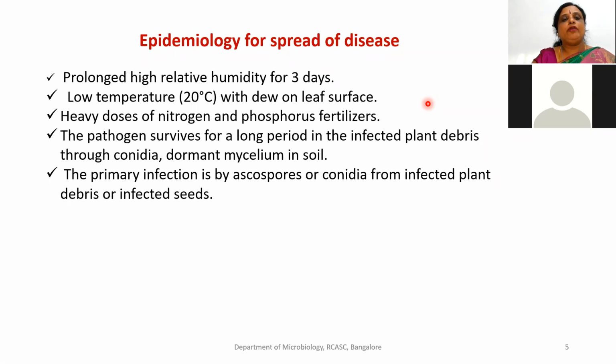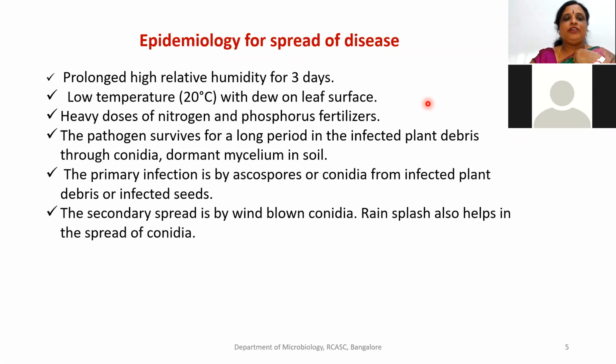Once again, I will repeat: the environmental condition required for the spread of the disease is humidity. The humidity factor plays a major role in the spread of the disease. Temperature around 20 degrees Celsius with dew on the leaf surface also causes the infection. Also, if you are using heavy doses of nitrogen and phosphorus, it may lead to the spread of the disease. And if the plant debris is retained in the soil, and proper sanitary measures have not been followed, in such a case the infection can happen. Primary infection is by ascospores or by conidia from the infected plant debris or infected seeds. So this is about the environmental conditions required for the spread of the disease.